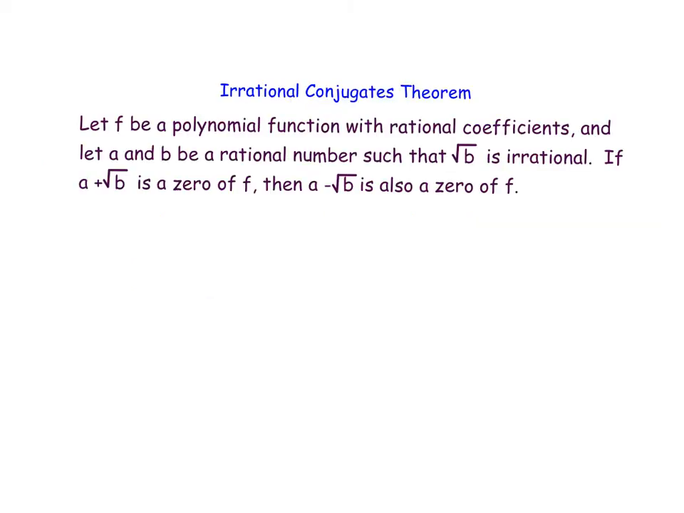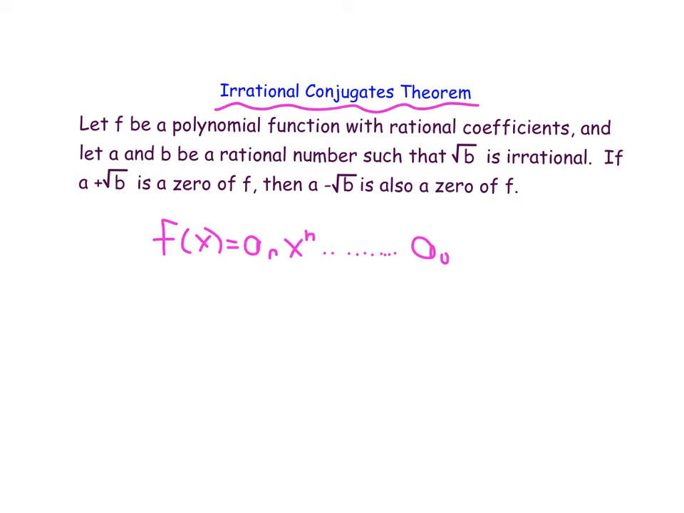Before we jump in and talk about how to write these equations, we do need to talk about something called the irrational conjugates theorem. What you see on the screen here is the formal definition of this theorem. Basically, this theorem states that say you have a polynomial function, so you have your a sub n times x to the power of n all the way down to your a sub 0, whatever those are.